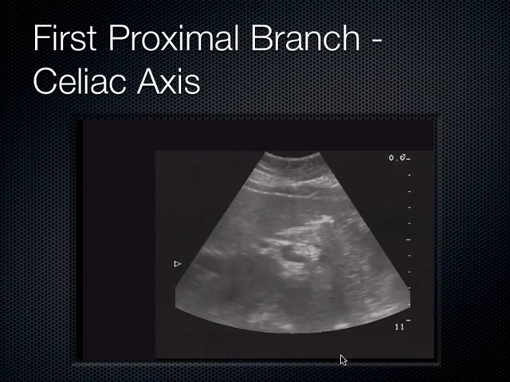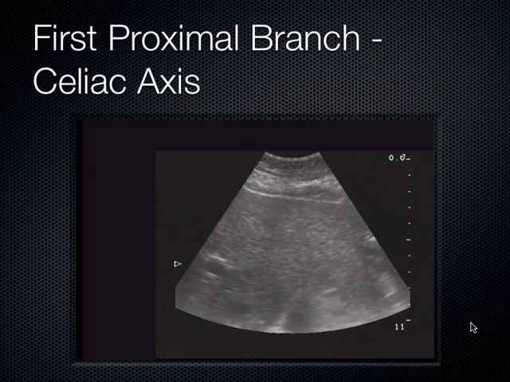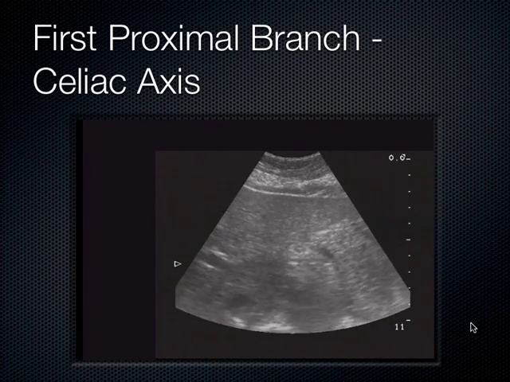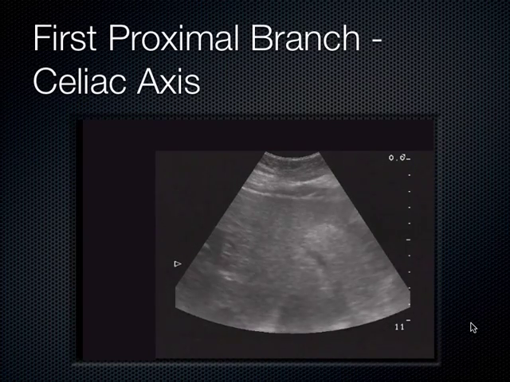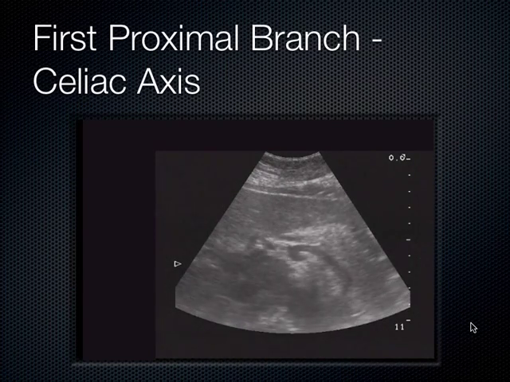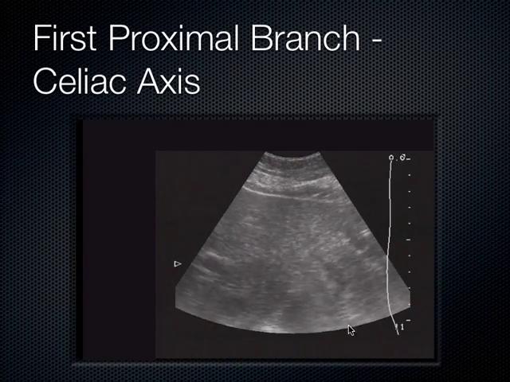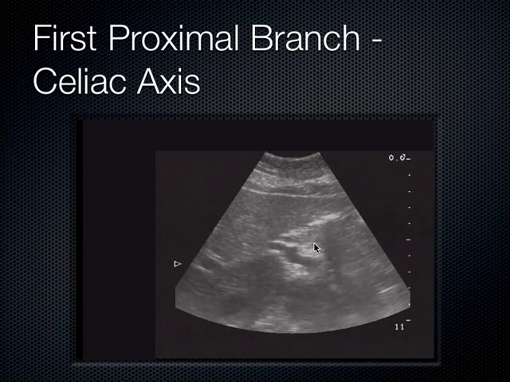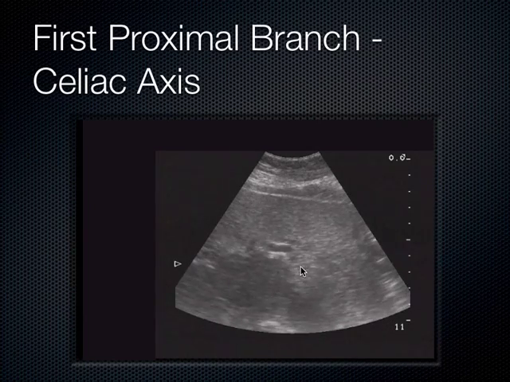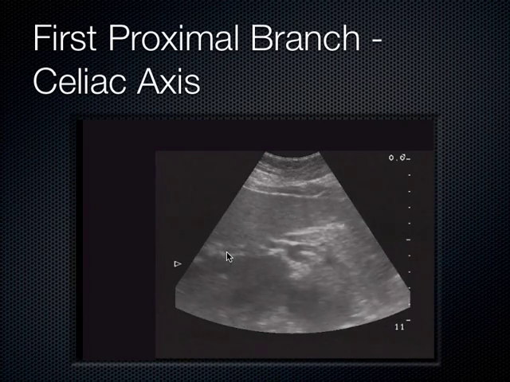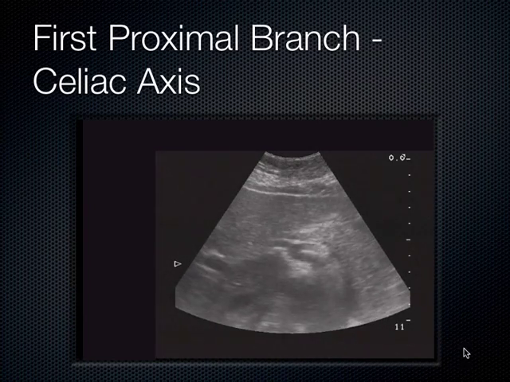It branches into three vessels, one of which is really small, which we don't really make out on ultrasound, which is the left gastric. But the other two we see quite easily, which are the splenic and the common hepatic. Very good. And you can see that going off to the left where the spleen lies is the splenic artery, kind of going that way. And going off to the right where the liver is, the common hepatic artery.